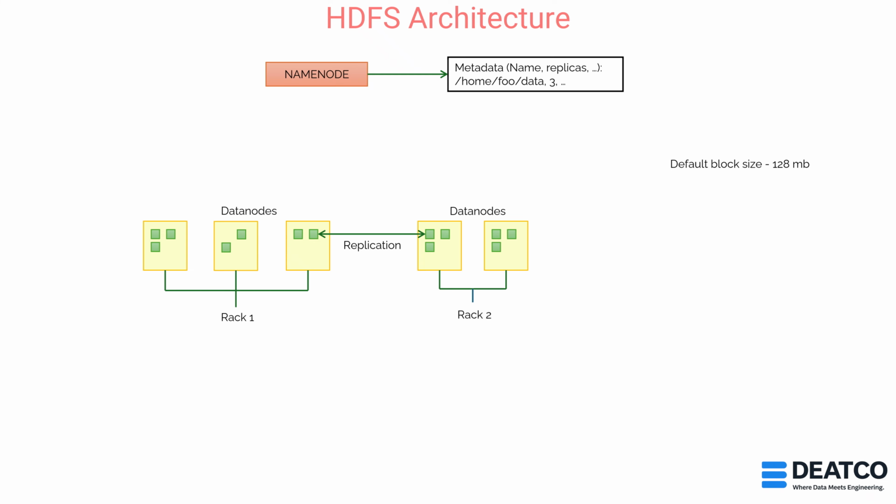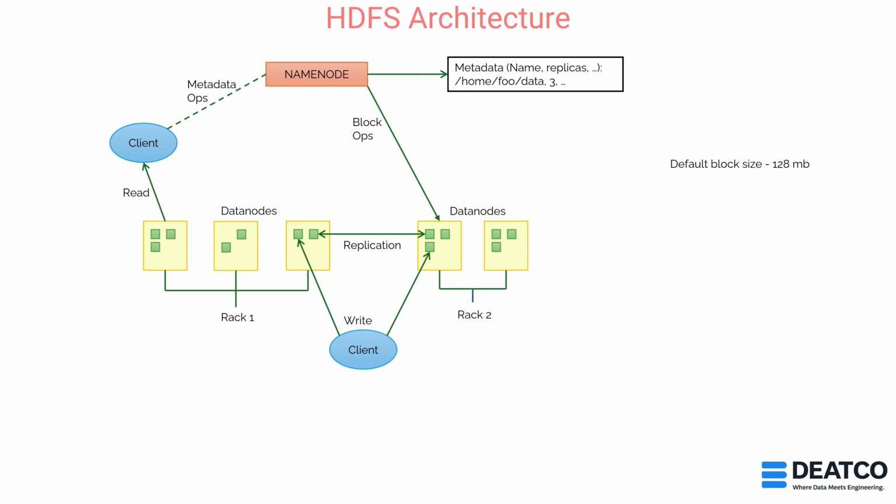This means that even if a node fails, the data remains available. The client is the interface through which users interact with HDFS. When a client wants to read or write a file, it first communicates with the name node to obtain metadata. Once the block locations are known, the client directly interacts with the data node to transfer the data.